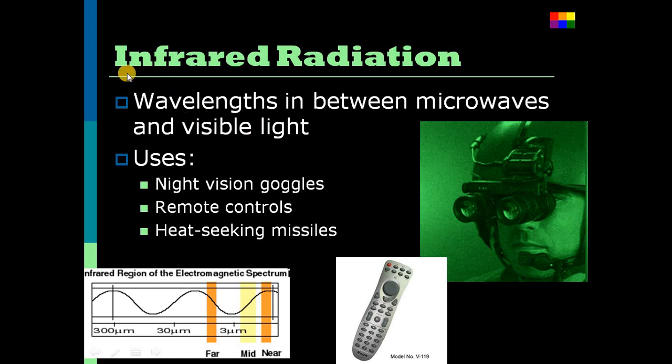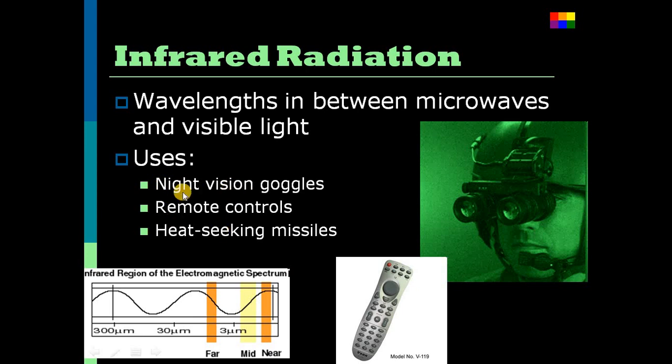As we go from radio waves, microwaves, to infrared, the wavelength goes on decreasing and the frequency goes on increasing. Here the wavelength, which started in kilometers, has now come down to micrometers. Infrared radiations can have a wavelength of a few micrometers, 300 micrometers to 3 micrometers. So they are far infrared, mid infrared and near infrared, with wavelengths in between microwaves and visible light.